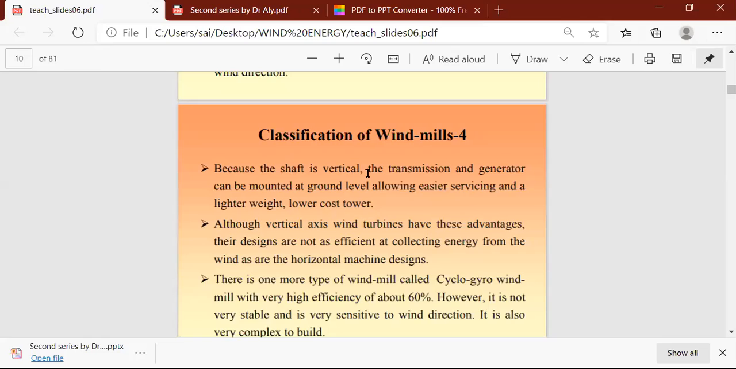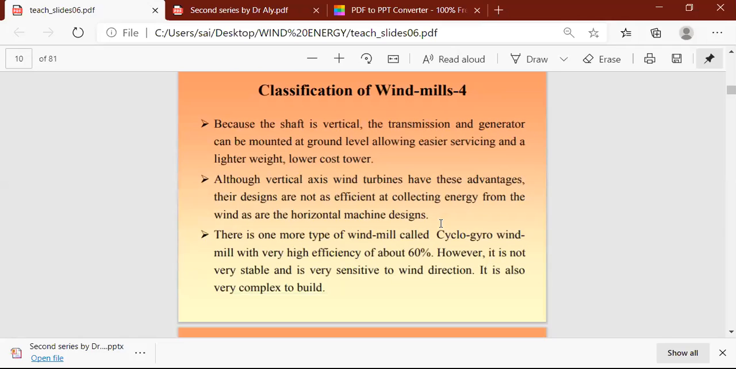Because the shaft is vertical, the transmission and generator can be mounted at ground level, allowing easier servicing and a lighter weight, lower cost tower. See, in a vertical axis wind turbine, the remaining parts like the transmission system, meaning the gear system, and your generator are mounted on the earth's surface, on ground level. So if there is any fault, the maintenance is very easy in that case, because we have to maintain it at ground level.